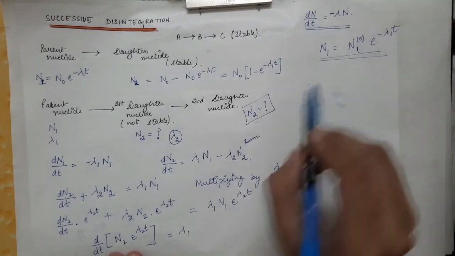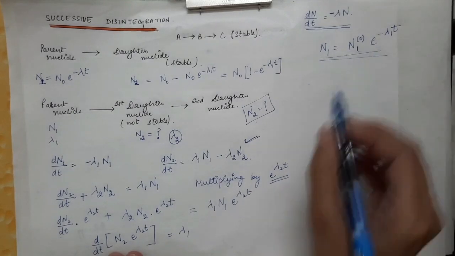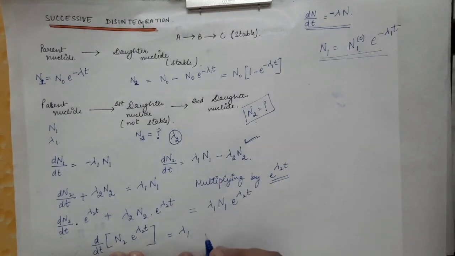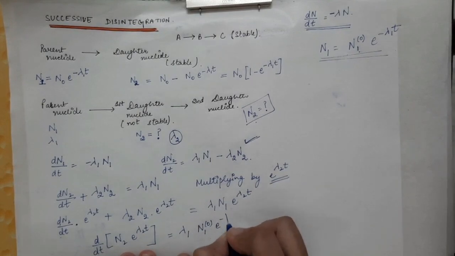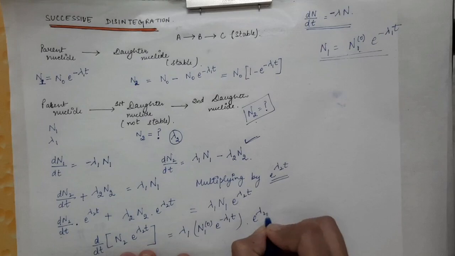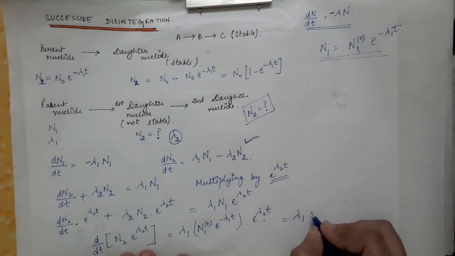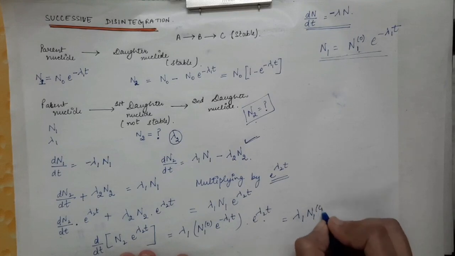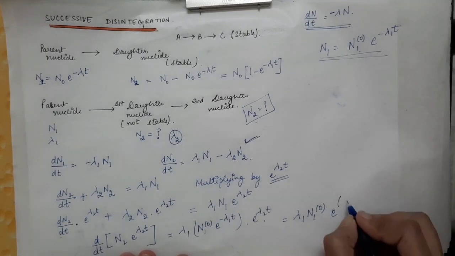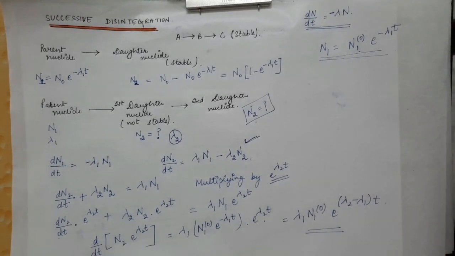So this is how the parent nuclei will decay. Here we have N1, and N1 can be replaced by this formula. So lambda 1 will remain as it is and you will have N10 into e power minus lambda 1t. This is the expression of N1, into e power lambda 2t, which will remain as it is. So on the right hand side, these exponentials can be clubbed with each other. They can be written as lambda 1 into N10 into e power, clubbing the powers, lambda 2 minus lambda 1 into t. So this is the right hand side that you will get.